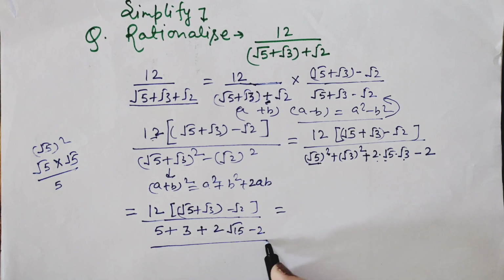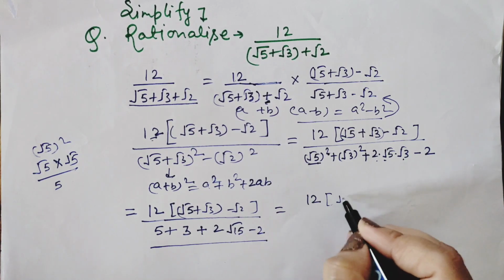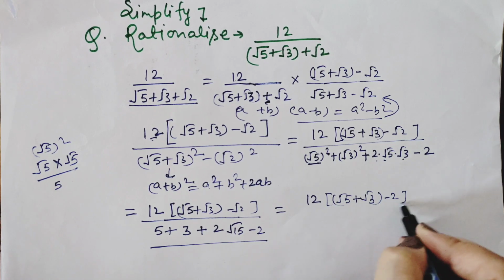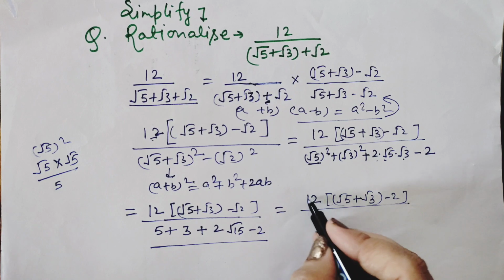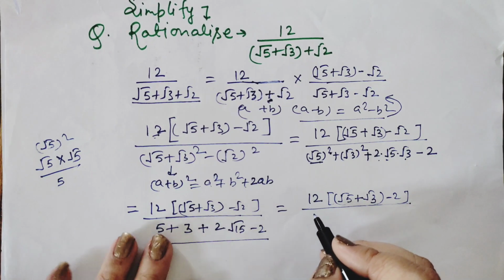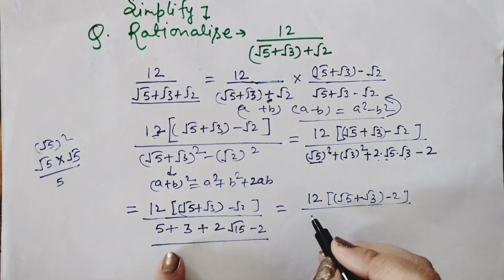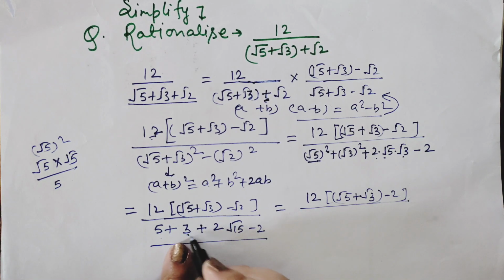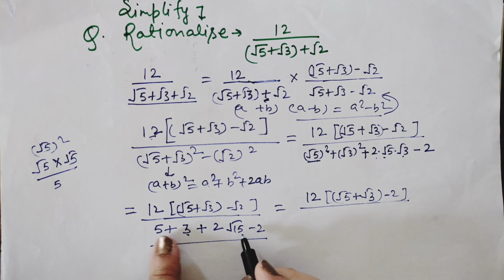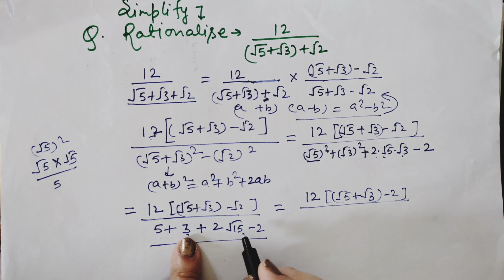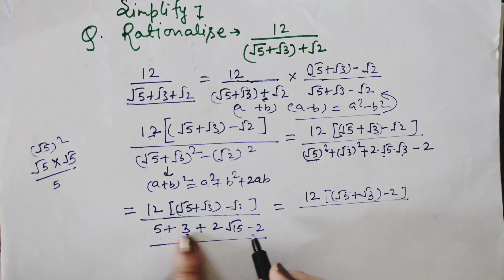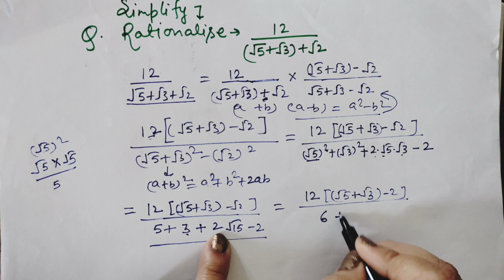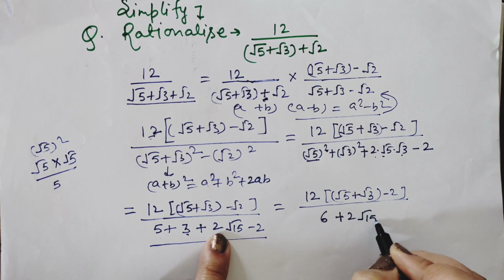Now we will solve the denominator and numerator. We will not disturb the numerator. We will write it just as it is, because this 12 is cancelled by the denominator. If you see which term you will get in the denominator, 5 plus 3 is 8. 8 minus 2 is 6. So 6 plus 2 root 15.